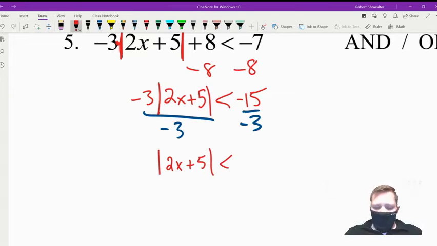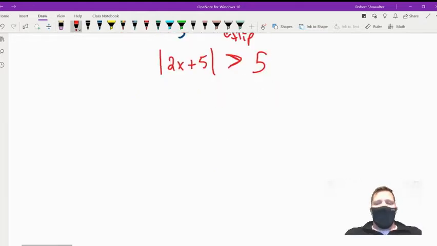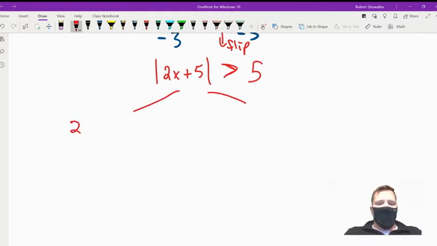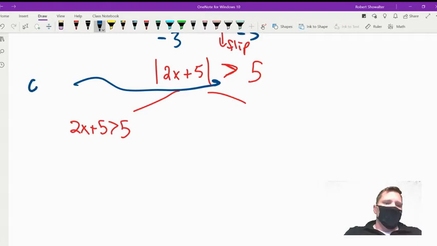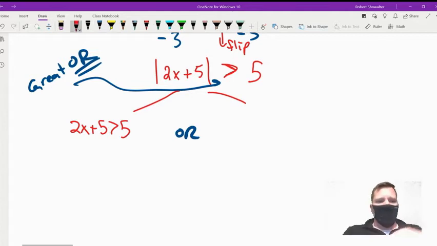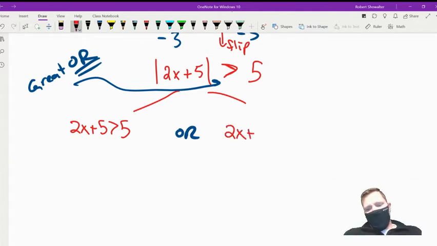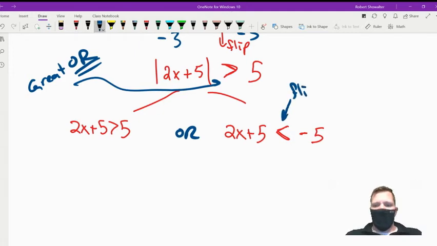If you notice, -15 divided by -3 is 5. You need to flip this inequality, okay? Now, after we do that, we can split it. 2x plus 5 over here, greater than 5. We have a situation right here where it's greater, so we think great-or, okay? So the word we write in between is an or. Now we have the negative side, -5, and we're going to flip that inequality sign again. Notice how we flip this, okay, my friends?